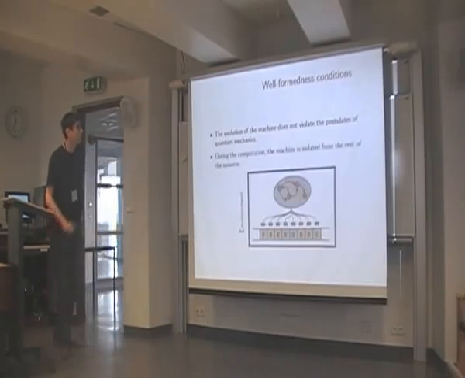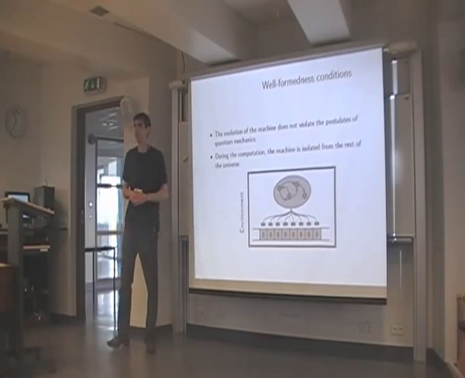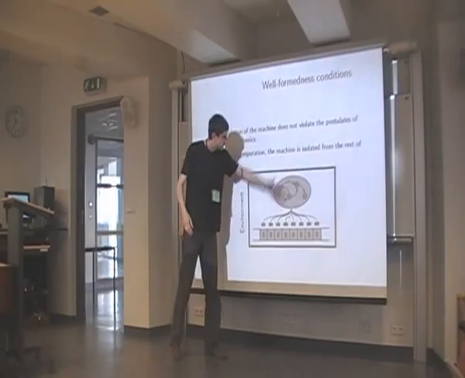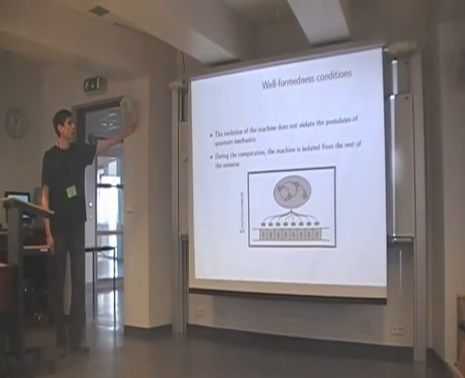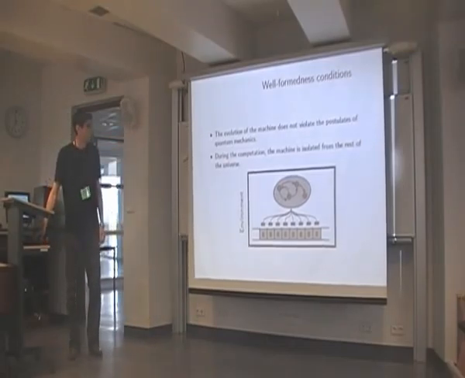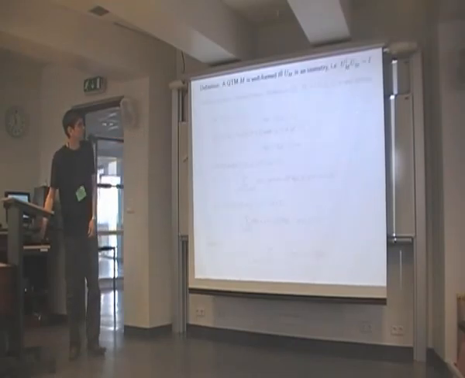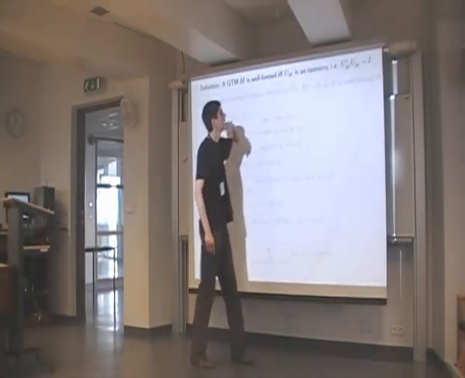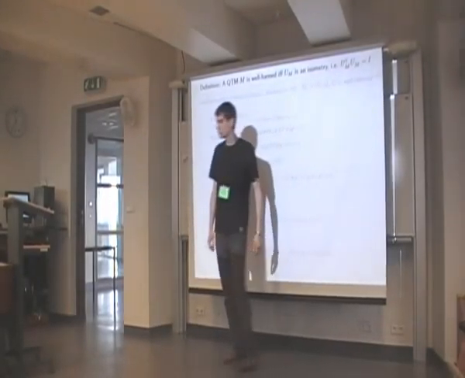But we have another condition, which is that during the computation, the machine is isolated from the rest of the world. So we have this system, the quantum Turing machine, and it is isolated from the environment. These are the two conditions which have been given by Deutsch. And it turns out that it's easy to formulate this well-formedness condition in mathematical terms. It means that the evolution operator is an isometry and satisfies this property: U dagger U is the identity.